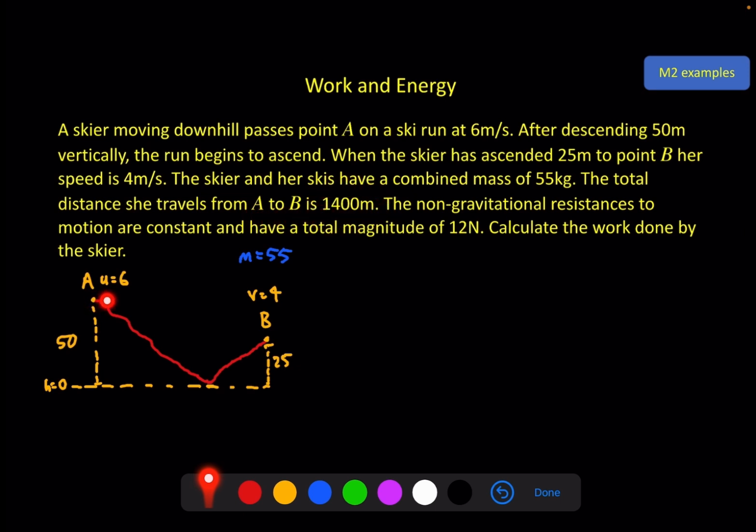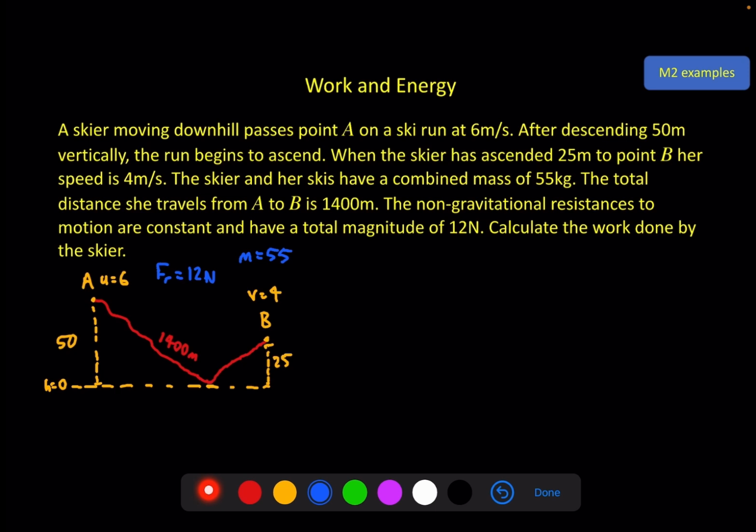So that is obviously this distance here as she goes along. Clearly not to scale. This is 1400 meters in red. The non-gravitational resistances to motion are constant and have a total magnitude of 12 newtons. So the friction, we're just told outright, is a constant 12 newtons the whole way. Calculate the work done by the skier.